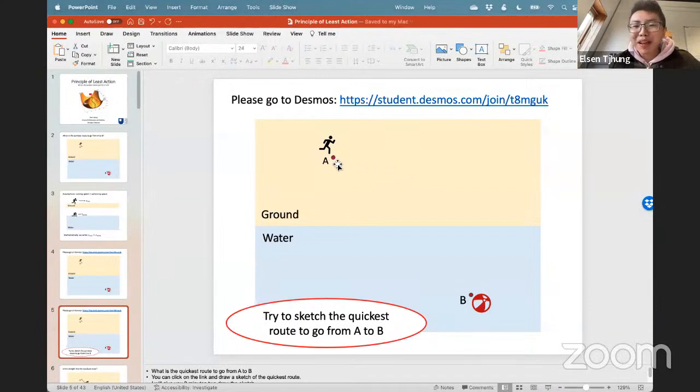To repeat the problem again: if you could go to the Desmos link here, and try to sketch a route which you think is the quickest to go from A to B. A is the starting point and B is the end point where you want to end up. Half of this is land and half of this is water. So you have to run and you have to swim in order to go from A to B. Can you sketch what is the quickest route to go from A to B?